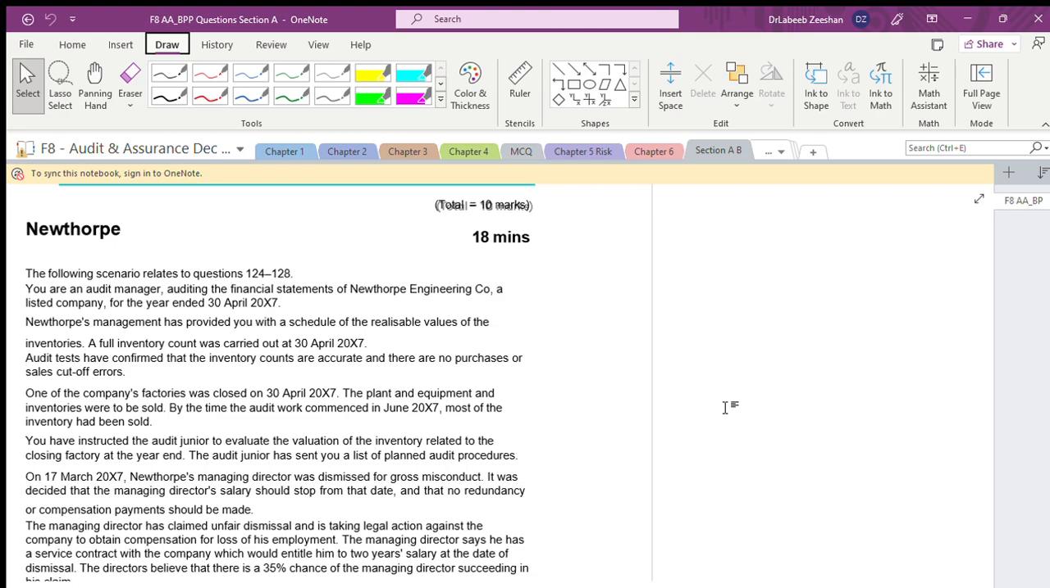Thank you. We will start now. First we will read the scenario as such. Here what they are saying, you are an audit manager. This is the most important thing. You have to assume what you are doing. You are an audit manager auditing the financial statements of Newthorpe Engineering Company, a listed company, for the year ended 31st.